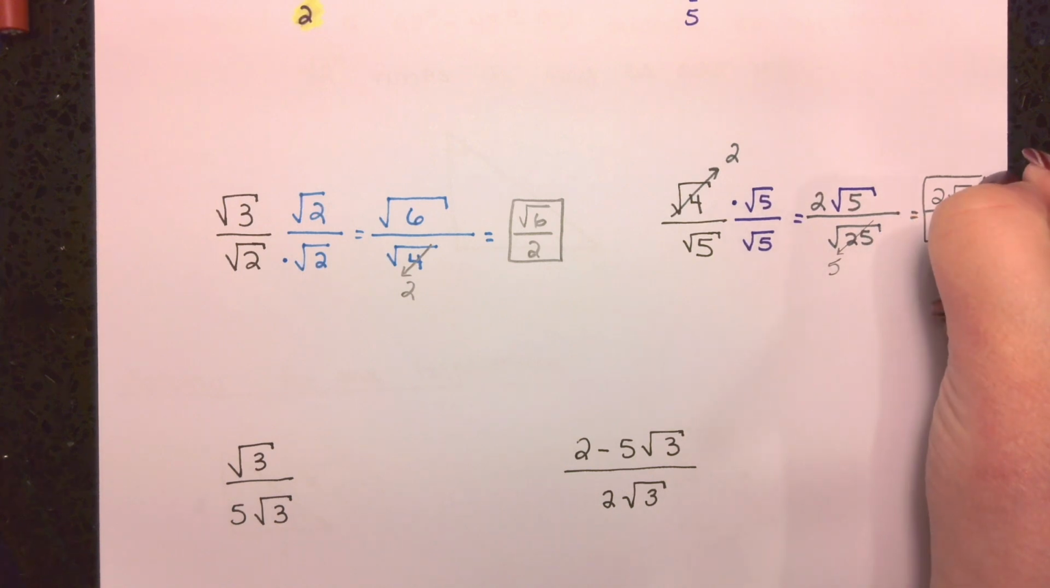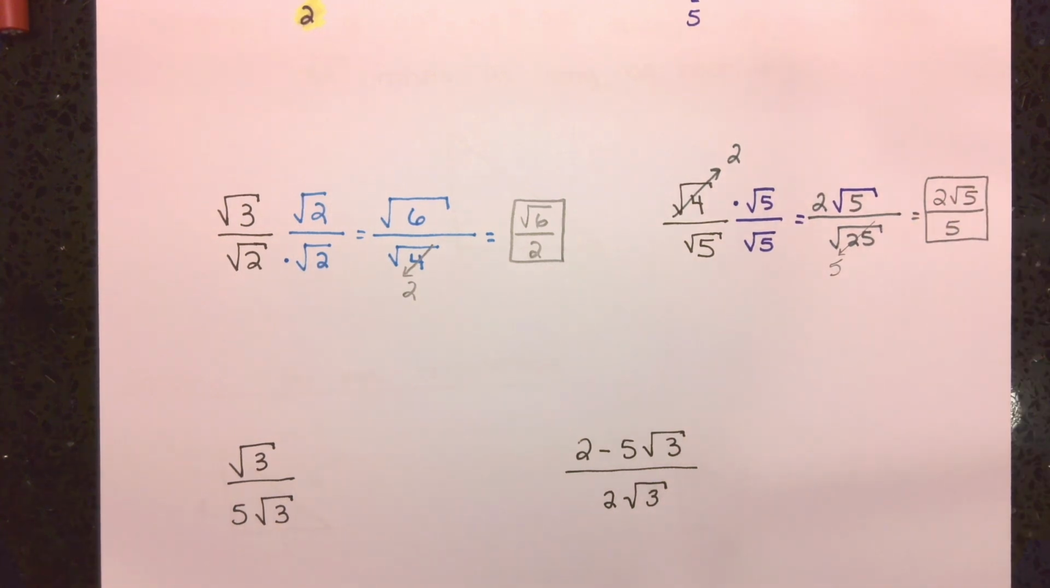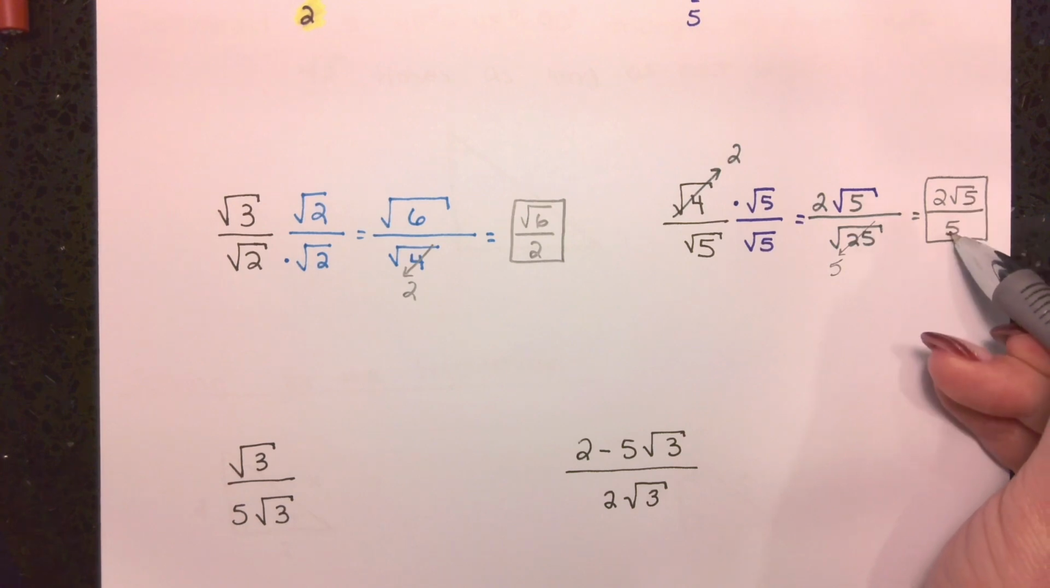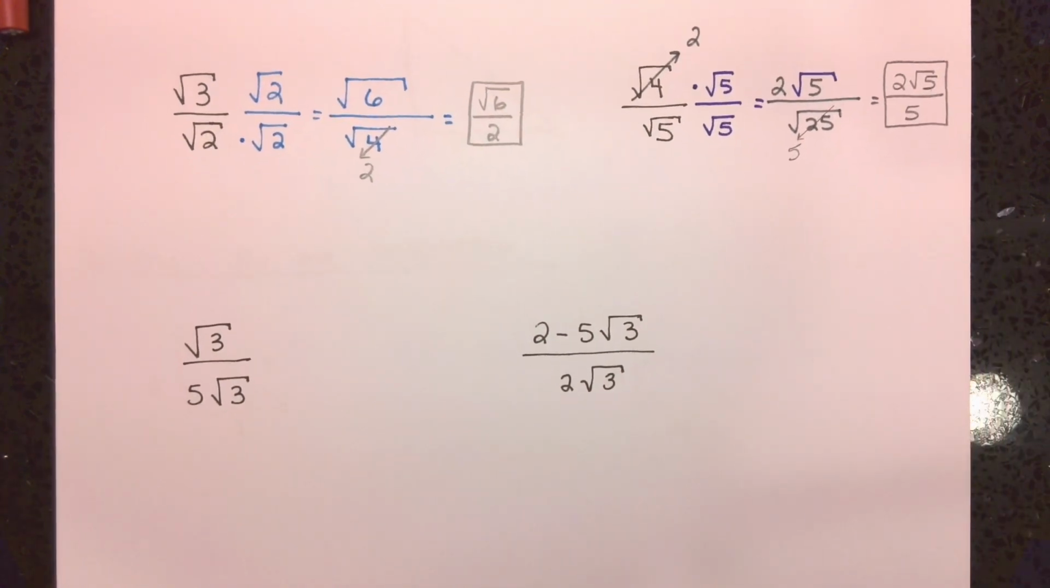Again, square root of 5 is inside a house. 5 in the denominator is not inside a house. So we cannot simplify these two. Let's do 2 more quick examples, and then we actually move on to our lesson of the day.